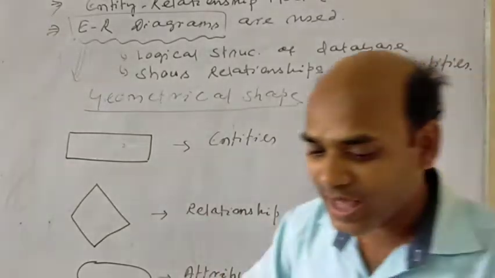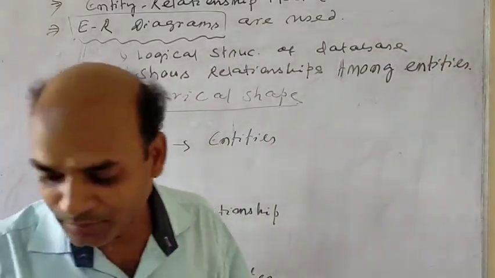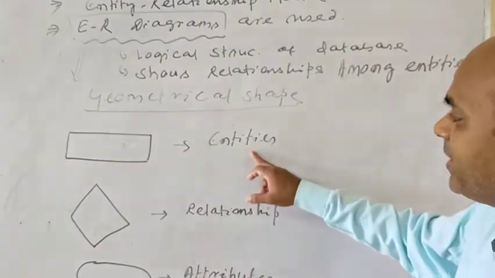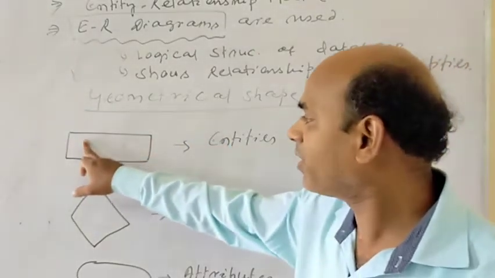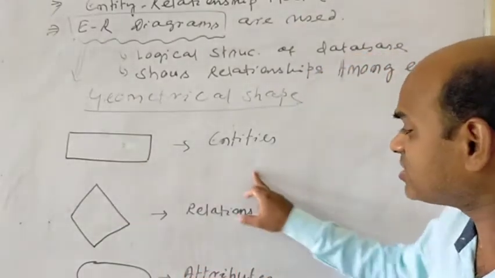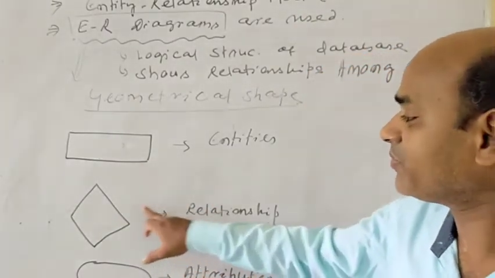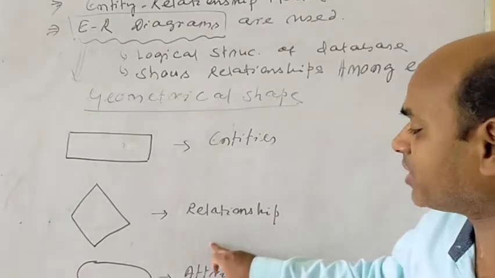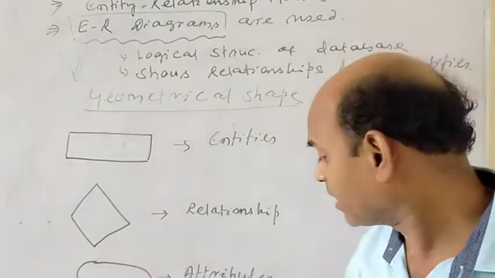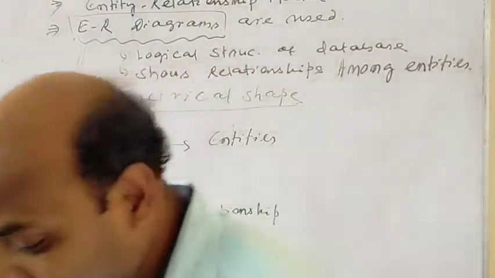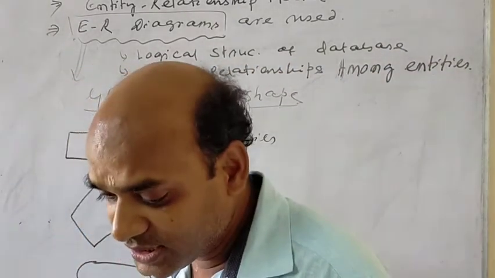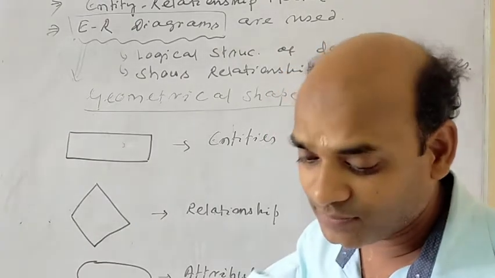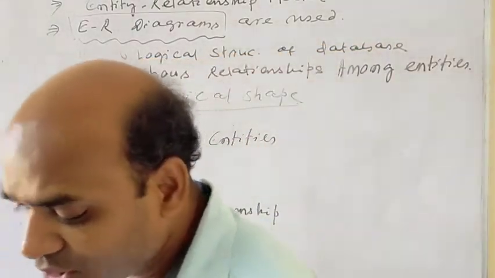And they are related. How will they be related? That link will be represented by a line. So, entities can be represented by the rectangular symbol. And the relationship between entities can be represented by this diamond symbol. And attributes of various entities will be represented by this oval or elliptical symbol. And linking between attributes and entity set, or entity set and relationship, will be done by this line. So the ER diagram is a visual tool.